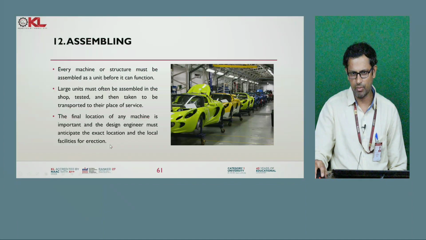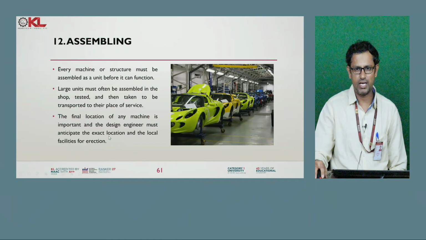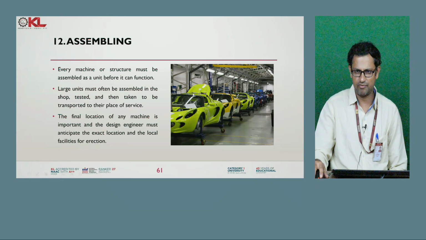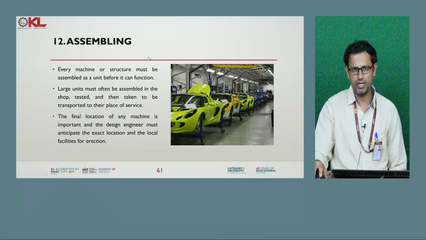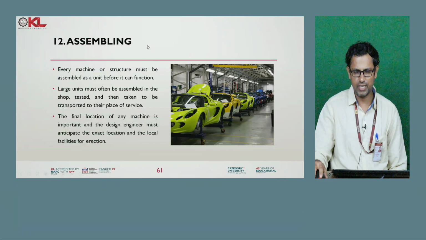So the design engineer should also have some idea or knowledge of the final location of any machine or design component that is going to be assembled, and he should be in a position to anticipate the exact location and the local facilities that are available for the erection of individual components. So all these 12 parameters should be considered while designing a product or process or component. Then only whatever design you have designed can be called a good design.